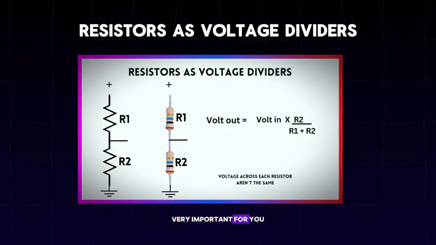It is very important for you to know how to calculate when you are using a resistor as a voltage divider. To calculate the voltage across a resistor in a voltage divider circuit, use the formula Vout equals Vin multiplied by R2 divided by R1 plus R2, where Vout is the output voltage across resistor R2. Vin is the input voltage. R1 and R2 are the two resistors in series. And the key point is that R2 is the resistor you want to measure the voltage across.